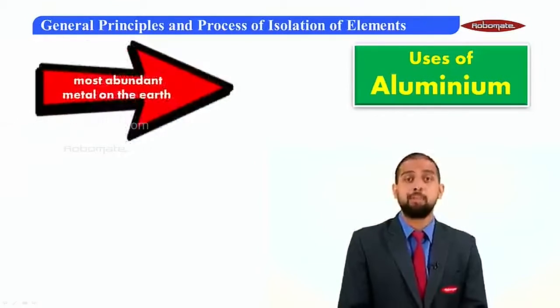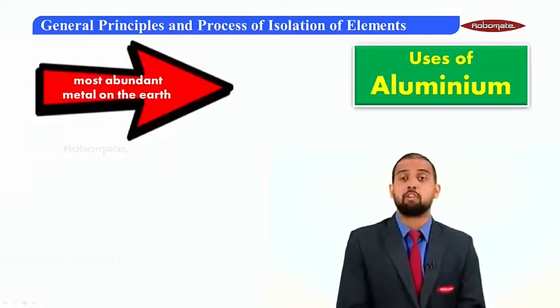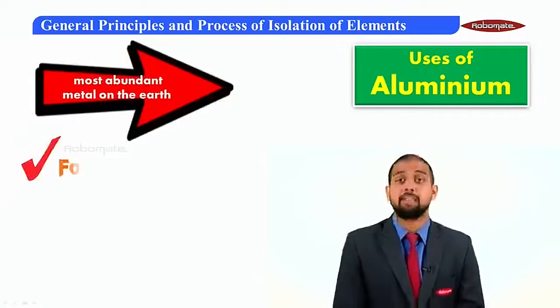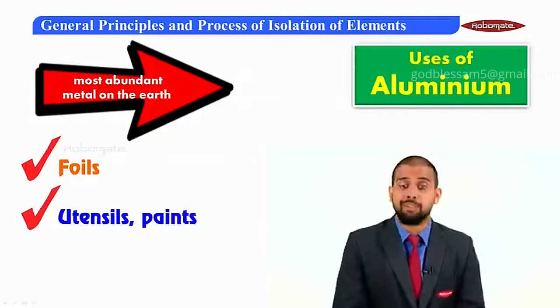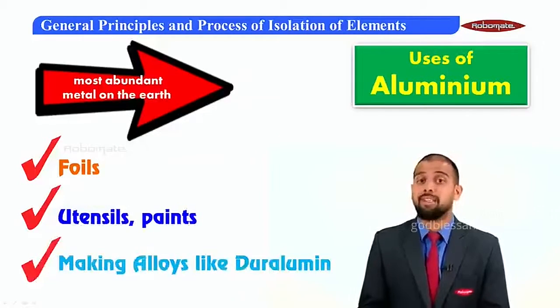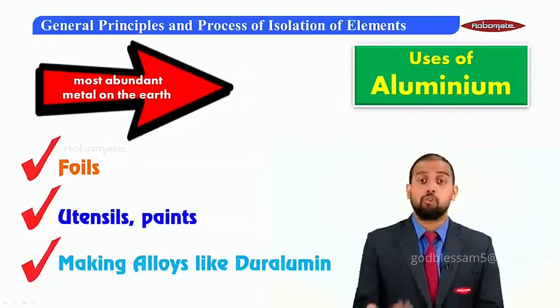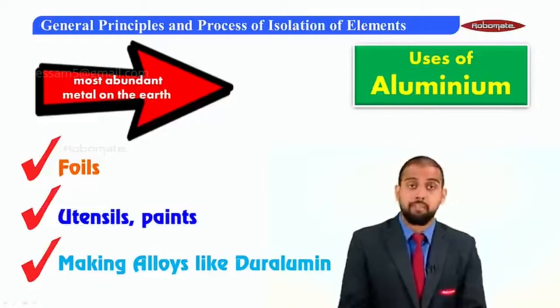Yes, aluminium is the most abundant metal found on the earth's crust, and the major application of aluminium comes in the packaging industry. That is used for making foils. Secondly, it is also used for making utensils and paints, and aluminium is also used for making alloys like duralumin, which is used for construction of aircrafts. So extraction of aluminium is definitely important.